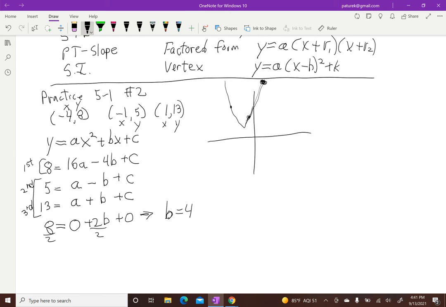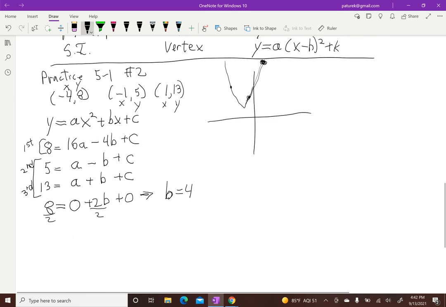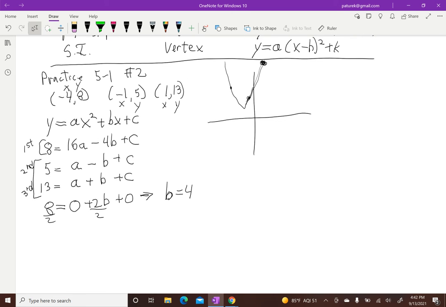Knowing that b is equal to 4, I could write all of this as, if you want, you can plug in just that one piece of information and combine like terms, and it will simplify down to only 2 unknowns, A and C.